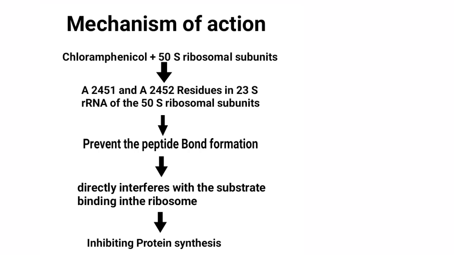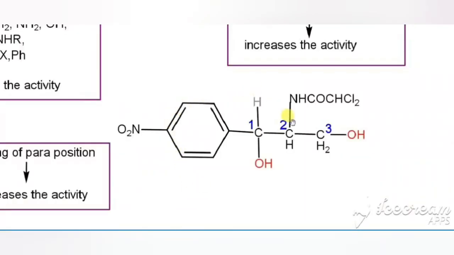So what is the mechanism? The main point is that it binds with A2451 and A2452 residues in 23S rRNA of the 50S ribosomal subunit and inhibits protein synthesis. Now we will see the SAR of chloramphenicol. Already we know the structure of chloramphenicol. So what is the structure? We have a para-nitrophenyl group attached to propane-1,3-diol, and the second carbon has a dichloroacetamido group. So this is the structure of chloramphenicol.